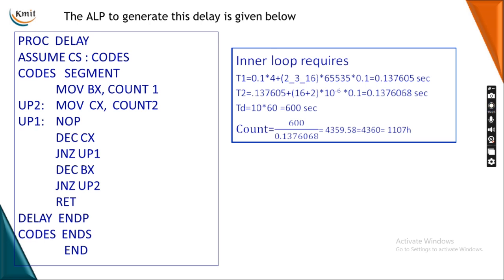So count is equal to 600 by 0.1376068, which is 4359.58, which is 4360, which is 1107H. Like this, you will calculate the count, the number of clock pulses required for generating the delay, and you can match it with the actual delay required. Thank you.